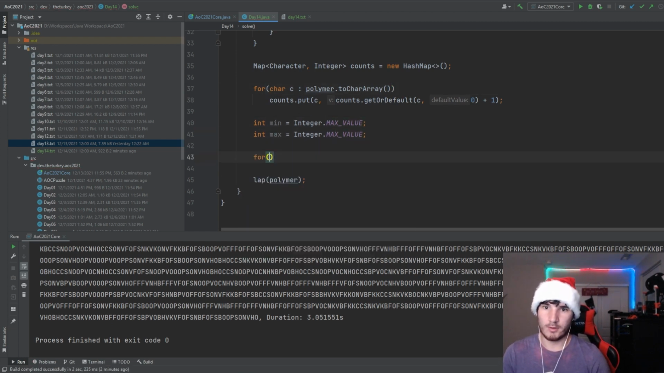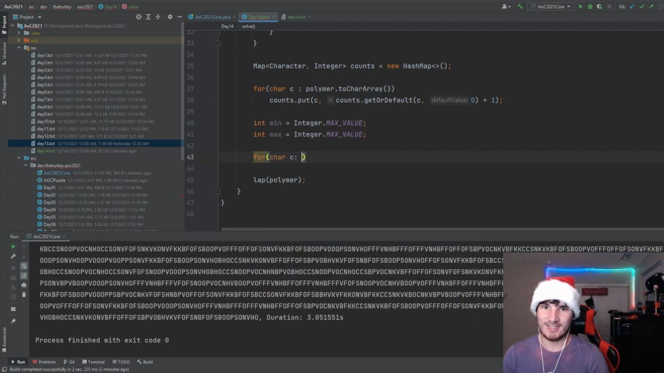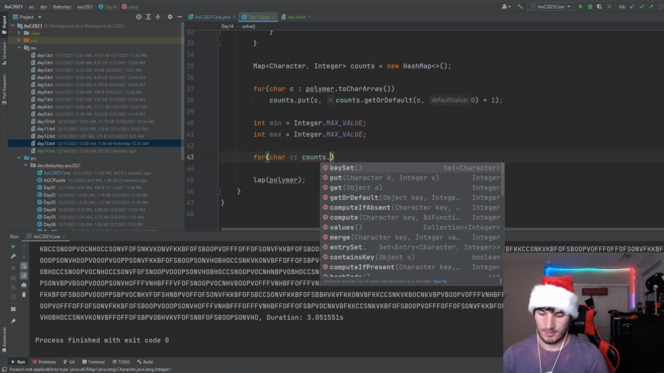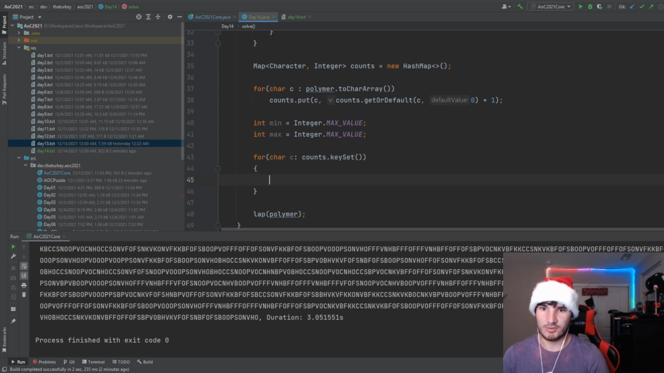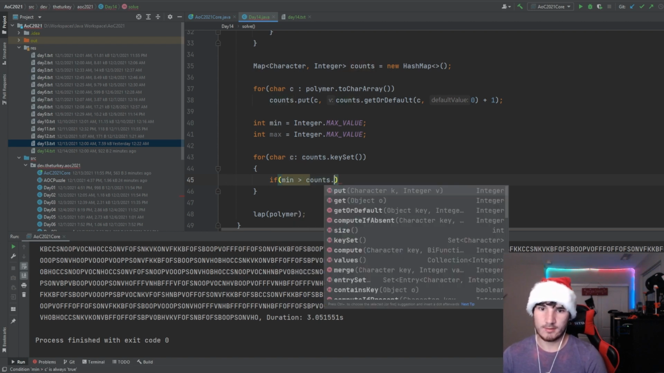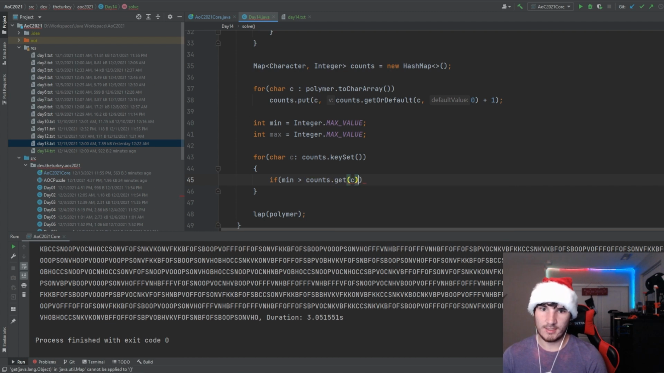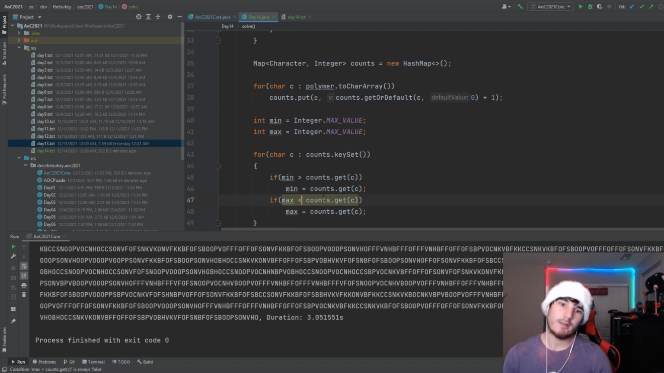And then for char C in counts key sets. Stop. I don't know what I'm doing there to trigger that. If min is greater than counts get C, set min equal to counts.get C, and then again the opposite for max, just flipping this around.